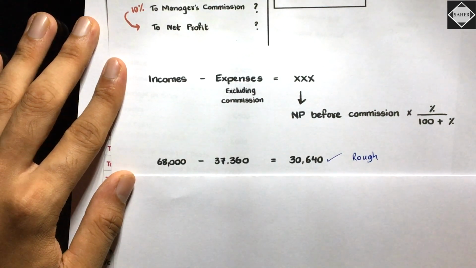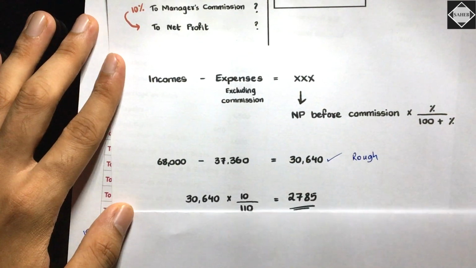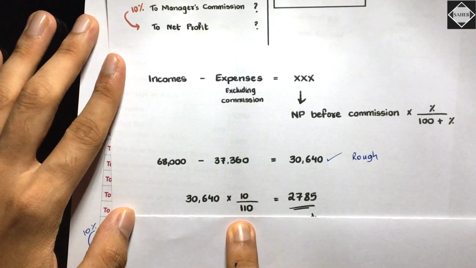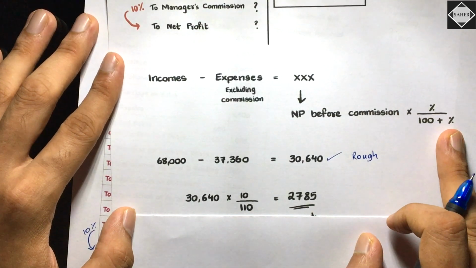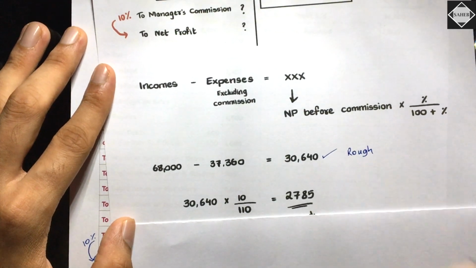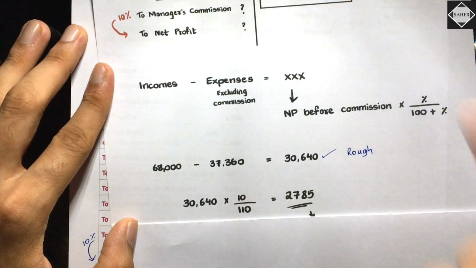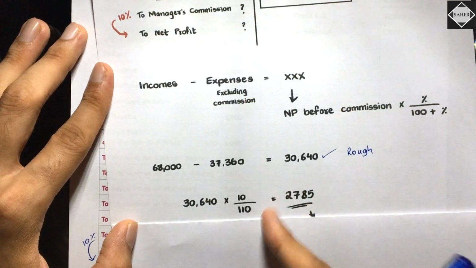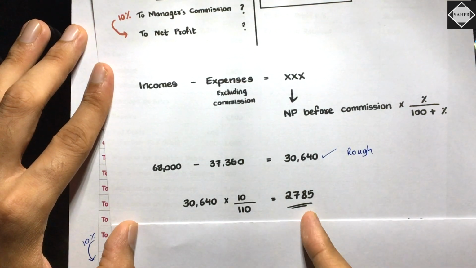So this is what we are doing. Then what you will do on this, you will calculate 30,640 into 10 divided by 110, that is percentage divided by 100 plus percentage. I told you, isn't it? If it was 15%, 15 divided by 115. If it would have been 20%, 20 divided by 120, like that. And then we get 2785 as our manager's commission.